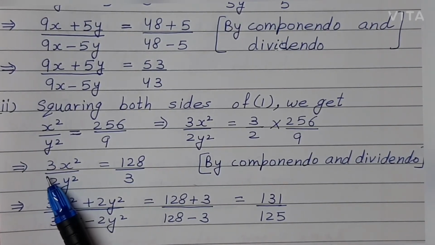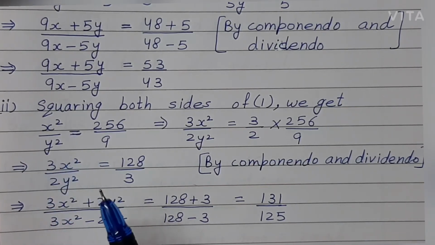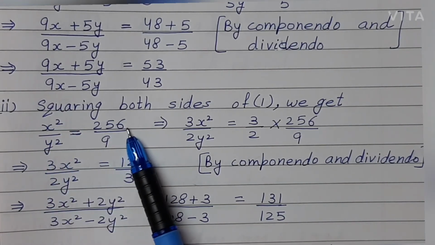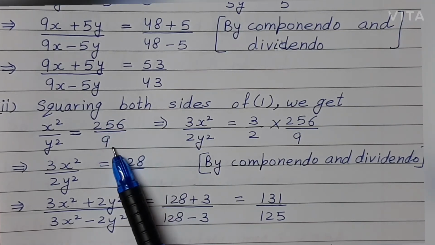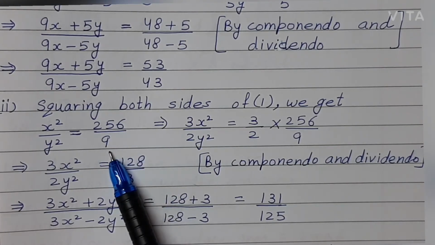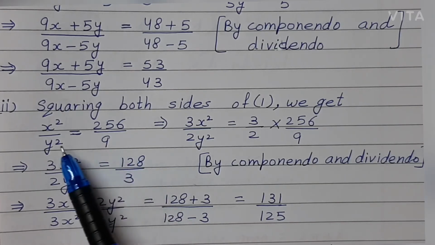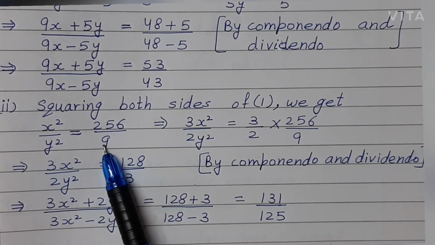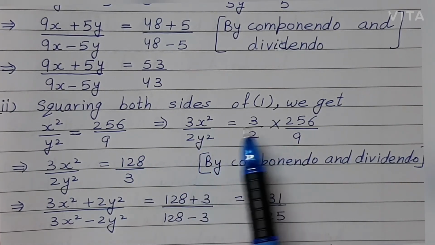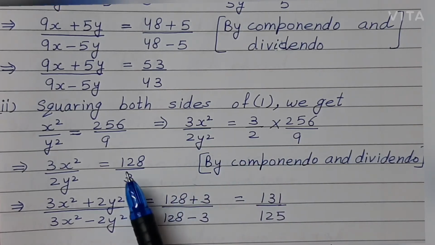See, we know the value of x upon y is 16 upon 3. So, the value of x square upon y square will be 16 square upon 3 square. That is 256 upon 9. Clear? Now, as per the question, we can multiply both sides by 3 upon 2. Clear? Now, after multiplying by 3 upon 2, we will get 128 upon 3.